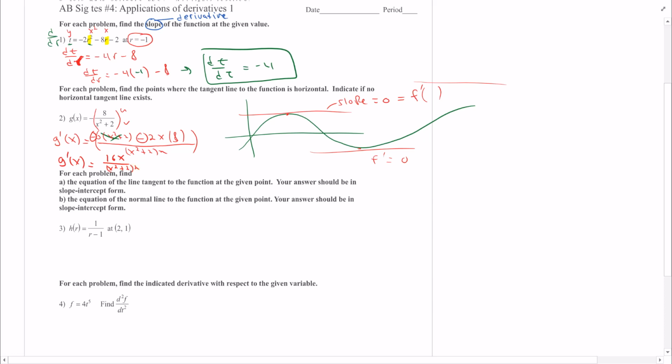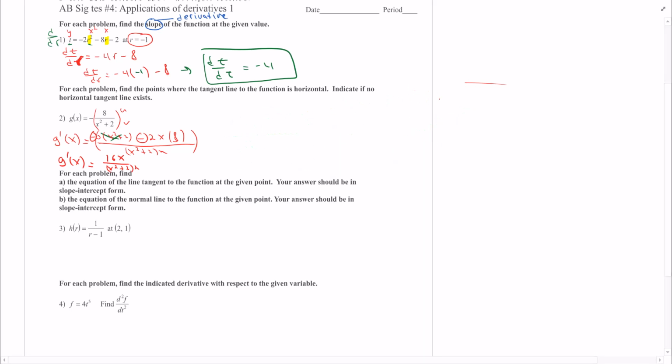Basically, we want to know when is the slope 0, right? When is the slope 0? So g prime of x is the slope. We want to know when it's 0. So we're going to take our derivative and we're going to set it equal to 0. We're going to say 0 equals 16x over x squared plus 2 squared.